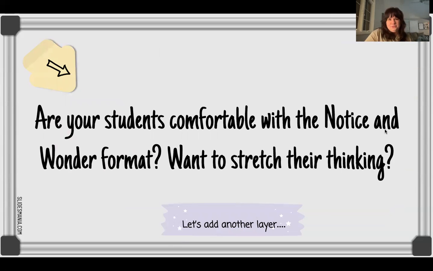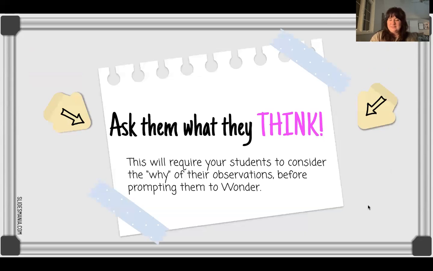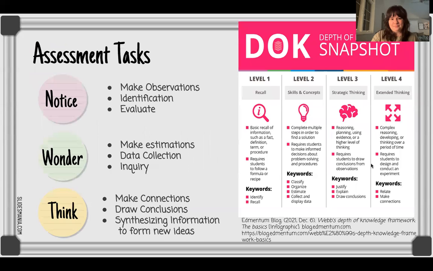After you initiate the process of notice and wonder, once they get pretty familiar with that format and they're ready to deepen their thinking a little bit more, and you want to stretch them out as learners, I added this other component that is also well known. I'm not really reinventing the wheel, I'm just sharing it. But adding another layer would be asking them what they think. So when you add that, it makes students think about the why of what they're noticing or what observations they're making before they move on to the wonder step.